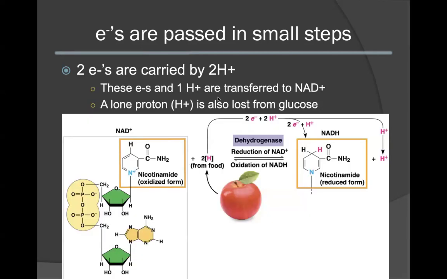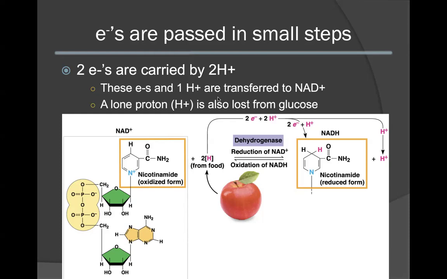So NAD+ has the ability to carry 2 electrons. These 2 electrons are going to be carried by 2 hydrogen atoms. Remember, when hydrogen eventually carries these electrons, they will form the hydride ion. But in this diagram here, we have them separated out as 2 electrons and 2 protons, simply so that you can see where the electrons and where the hydrogens are actually going in this reaction. These electrons and one of those hydrogen atoms are going to be transferred to NAD+ to form NADH.